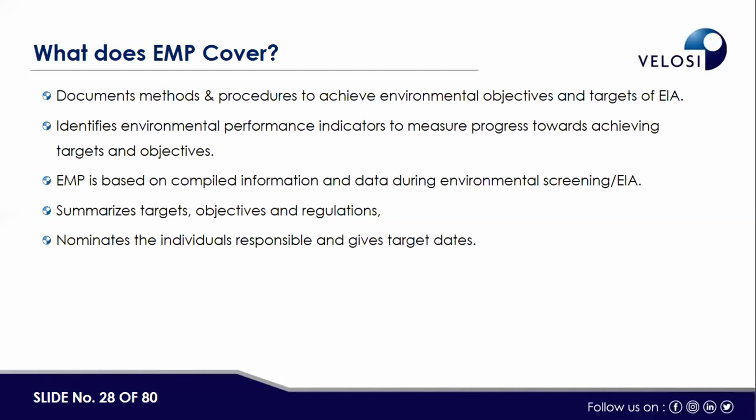And then what are the environmental performance indicators to measure progress towards achieving the targets and objectives? This can be identified based on the audit. As I explained in my previous slide, the auditable commitments we have to give in the EMP. So basically it identifies the environmental performance indicators to measure progress towards achieving targets and objectives.